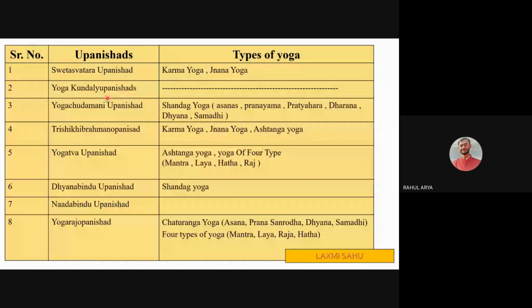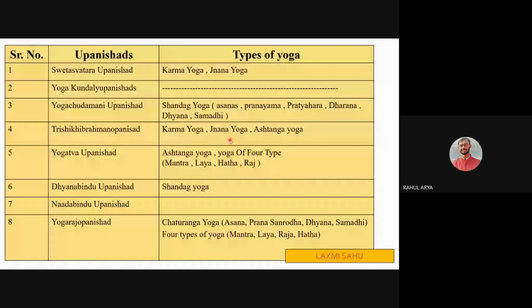Yoga Kundalini Upanishad has a description of asana and pranayama, but the exact limbs are not mentioned there. Yoga Chudamani Upanishad follows Sadanga Yoga, as the Goraksha Samhita also does, meaning six limbs: asana, pranayama, pratyahara, dharana, dhyana, and samadhi. They are not following yama and niyama. That's why it is Sadanga Yoga. If we add yama and niyama, then it is Ashtanga Yoga. But here it is Sadanga Yoga.